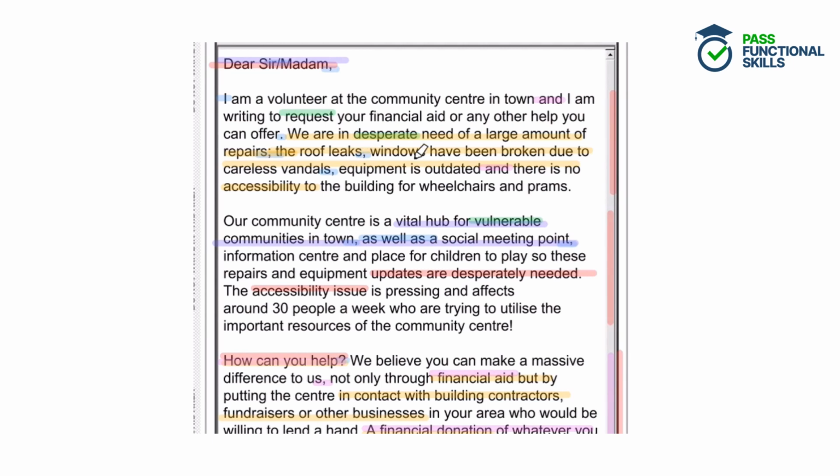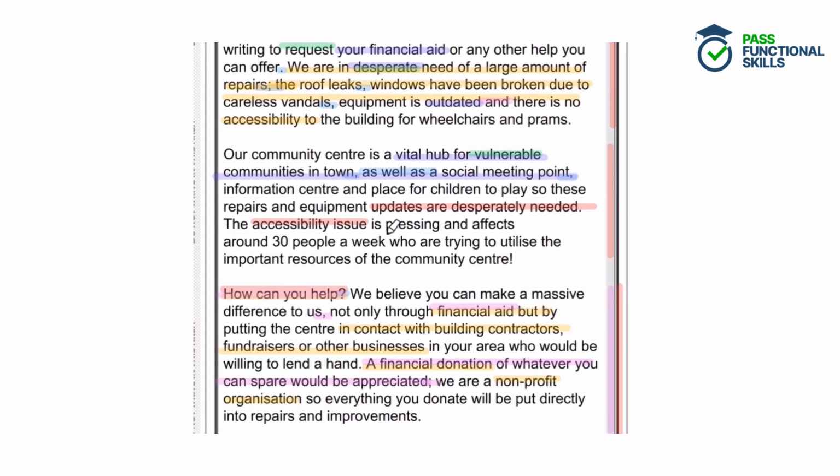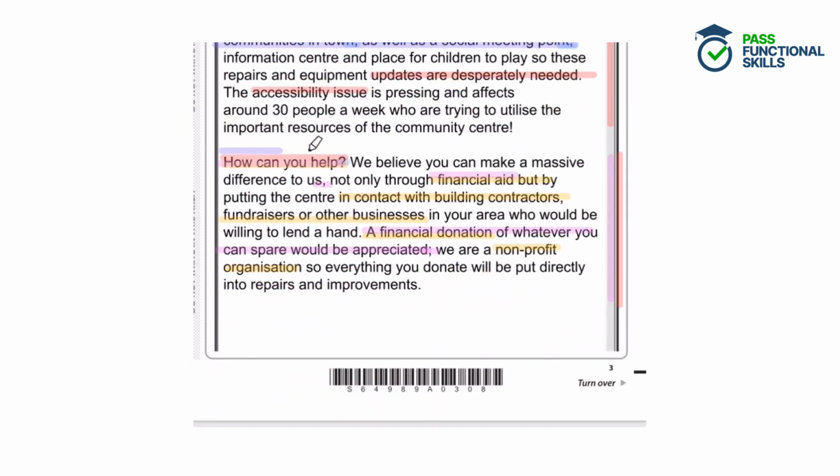We're also trying to persuade them, so we're focusing on you as a business owner, your financial aid. So we're using that direct address there to really draw the reader in. And then we've got adjectives like desperate and outdated to show the real need for change there. And then we've got the question here is really impactful as well, suggesting that the reader should help and telling them how they can help as well.